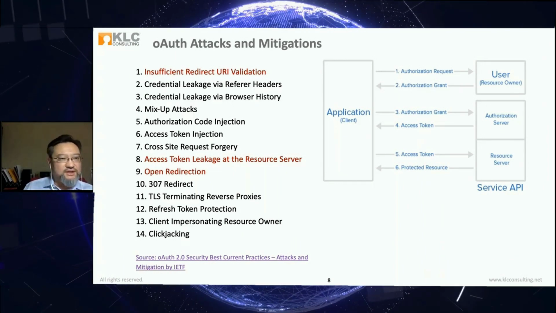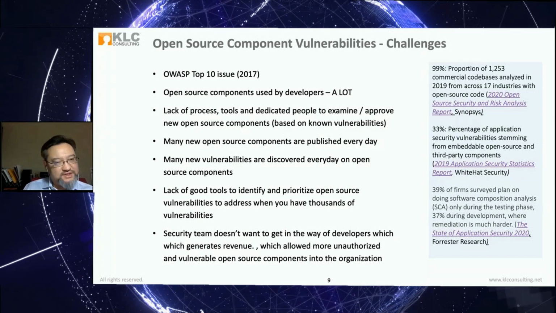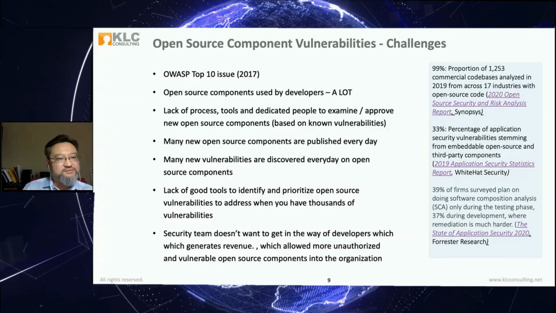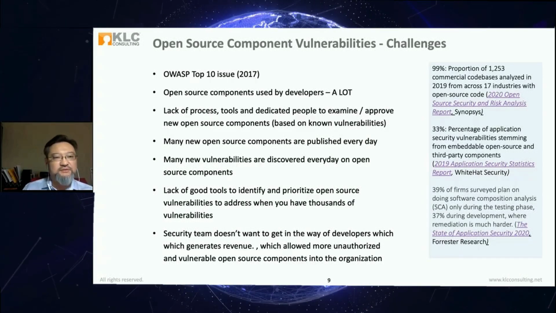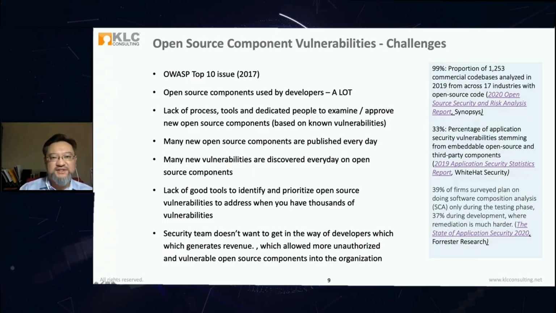Okay. And the next one is the open source component vulnerabilities. As I have mentioned, this has been in the OWASP top 10 since the 2007 version. Open source components have been used by developers a lot. Right? Most of the developers, if you ask them, they will probably tell you they are using some open source code. Let's take a look at the statistics on the right side. The 2020 open source security and risk analysis report stated that 99% of all the commercial code bases they have assessed in 2019 have open source code in there.